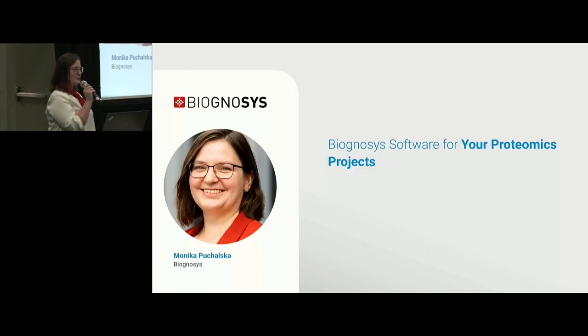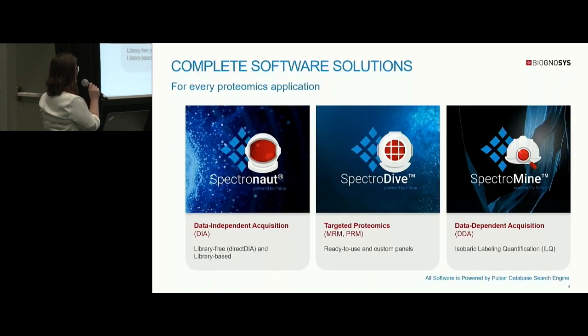So let me start with a short overview of our software suite. Spectronaut is our gold standard for DIA proteomics, featuring workflows such as direct DIA and library-based DIA analysis. Next to that, we have SpectroDive for targeted proteomics. It supports workflows such as MRM, PRM, including PRM passive, FAMES PRM, and SureQuant. And finally, we have Spectromine for data-dependent acquisition.